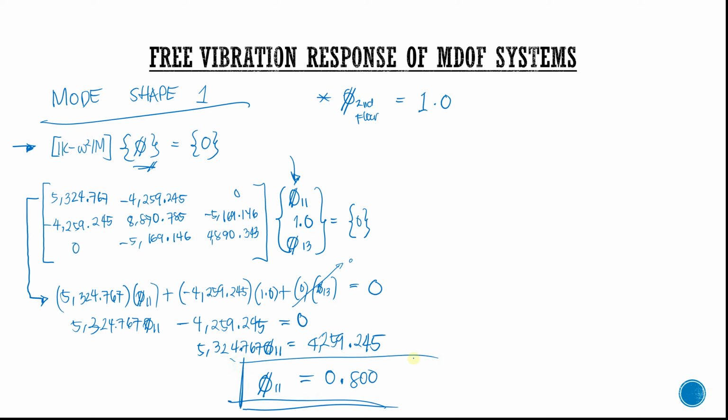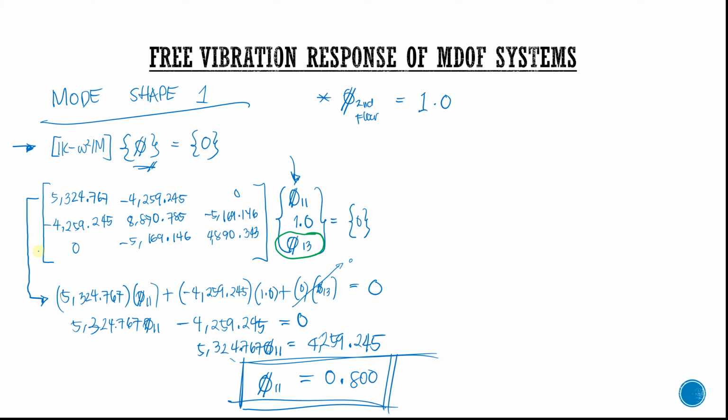So, diba? As you can see, this is quite simple when you just follow the steps and you understand everything. Next, what will be the next? Since we already have our phi 12 and our phi 11, our next value to be calculated will be this one, the mode shape factor for the third floor.